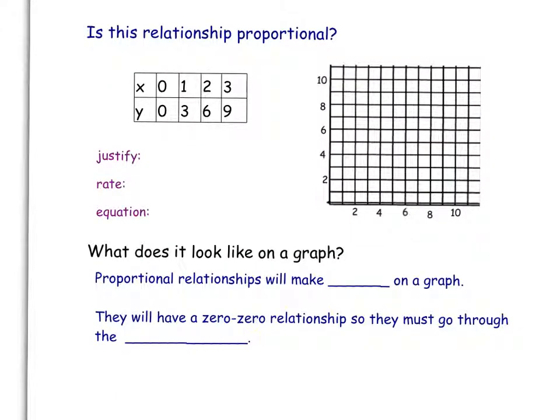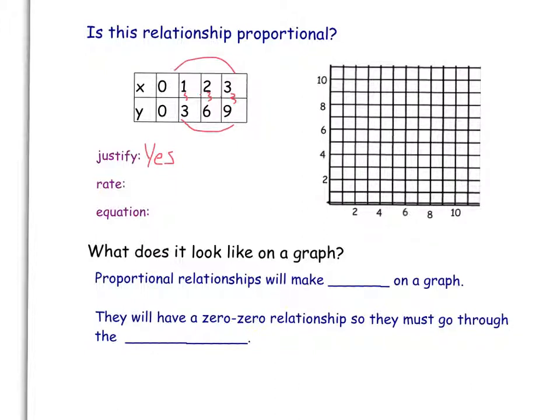What about this table? So this is how we're going to segue. We're going to start with a table and then look at a graph and see what a proportional relationship looks like on a graph. So first, is it proportional? Well, I see my 0-0 relationship, so that's a plus. I see that if I take my x and multiply by 3, I always get the y, so I needed that. I see that if I triple my x, the y triples as well. So yes, it is proportional.